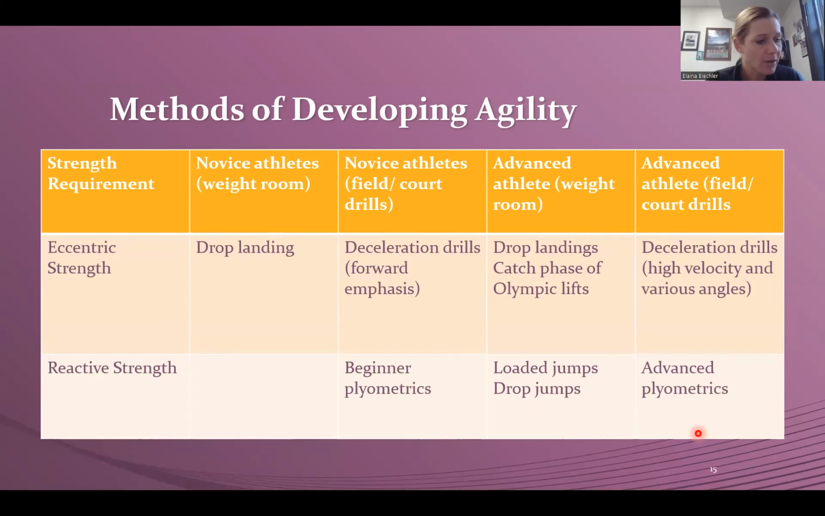Okay. Other elements for developing agility: the eccentric strength is going to be used when we are doing that braking phase. So again, I'm going to run fast, then I need to brake or have eccentric strength in order to stop myself so that I can change direction and go a different way.